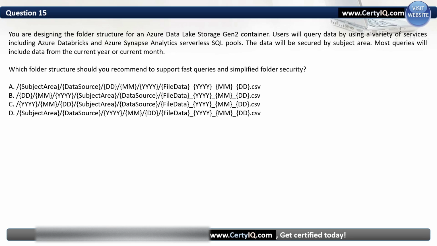Question 15. You are designing the folder structure for an Azure Data Lake Storage Gen 2 container. Users will query data by using a variety of services including Azure Databricks and Azure Synapse Analytics serverless SQL pools. The data will be secured by subject area. Most queries will include data from the current year or current month. Which folder structure should you recommend to support fast queries and simplified folder security?